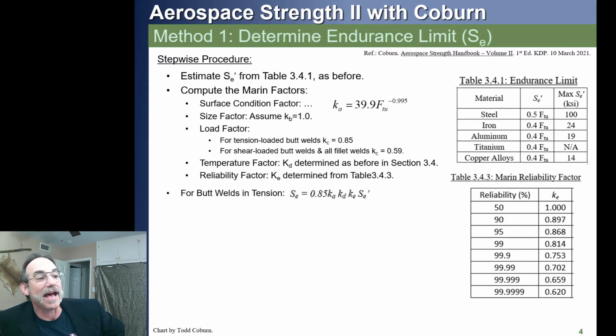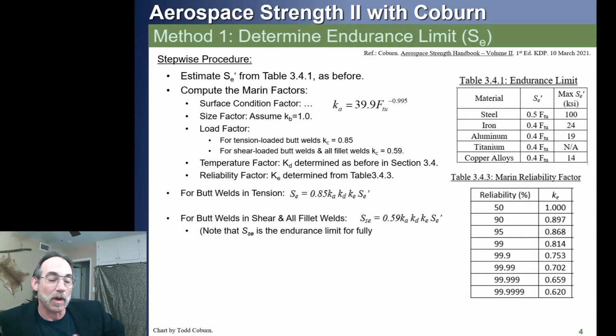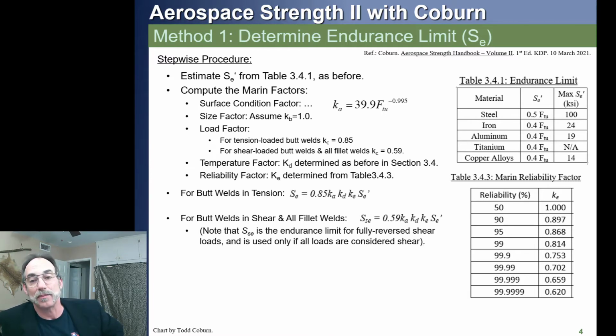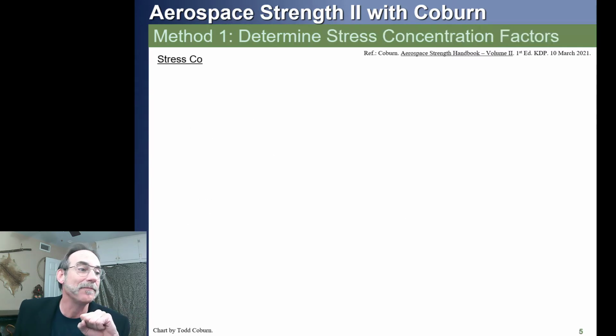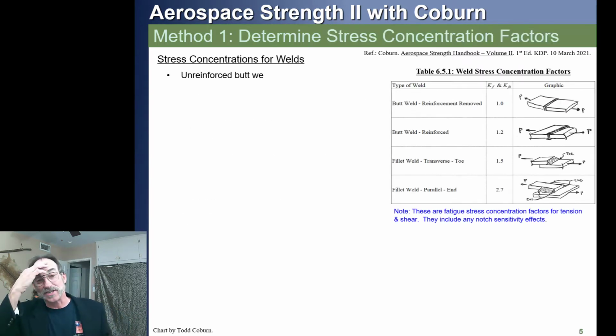This is done for you. If we have a butt weld loaded in tension, then we have this formula. We plugged in the 0.85 and we've got our KA, KD, KE and our S sub E prime. If we have a shear-loaded butt weld or a fillet weld, we will use this form of the equation, which has the 0.59 plugged in. Okay? This is how we estimate our endurance limit. Now we're going to add this little S to say that that endurance limit is applying to shear loads. Okay. So now we have the allowables of the material, and we've used some of those allowables to estimate our S sub E. Okay? Our next step is to figure out what our stress concentration factor is.